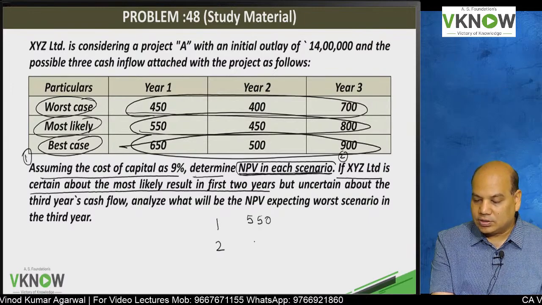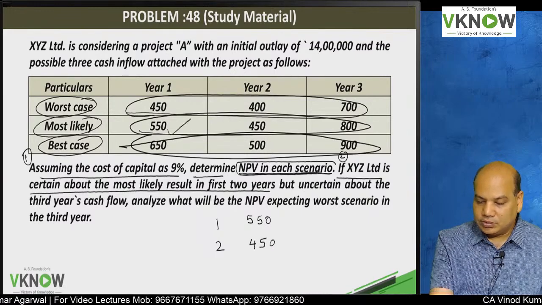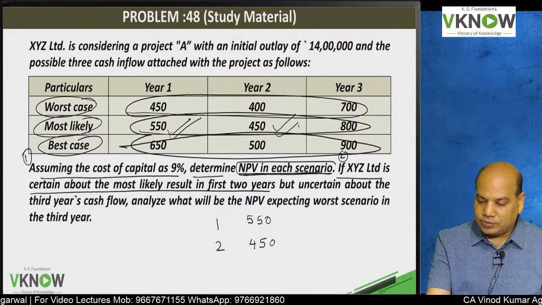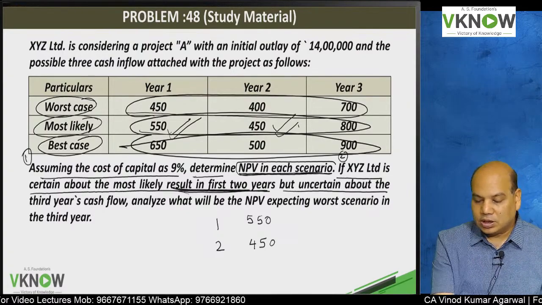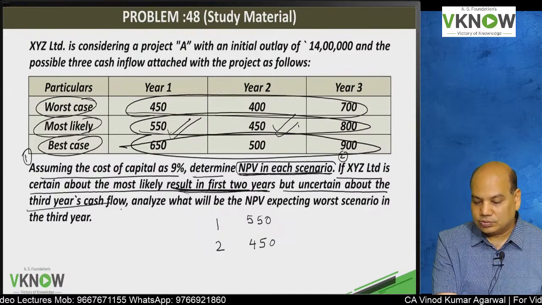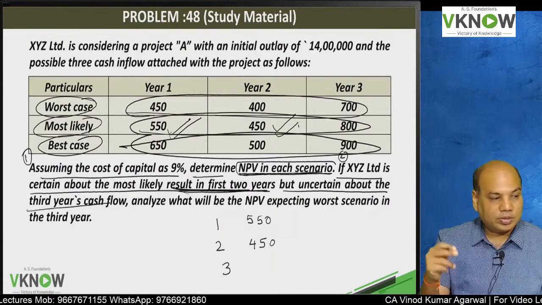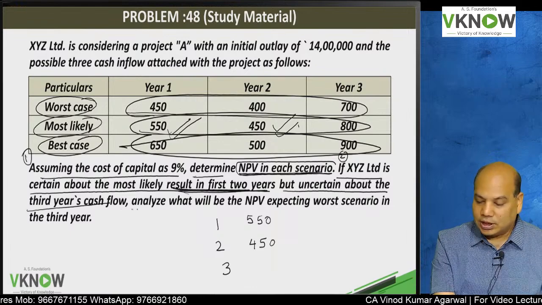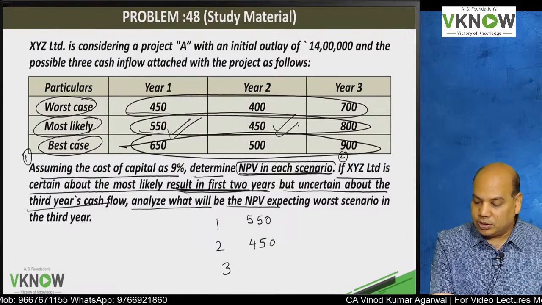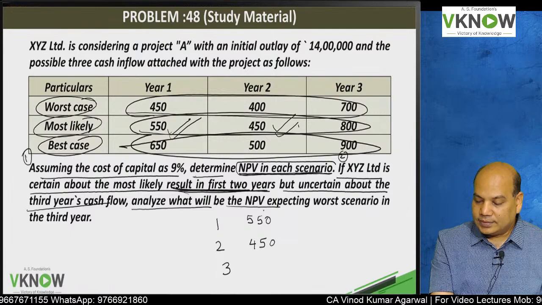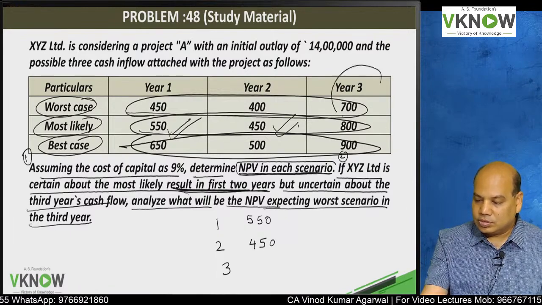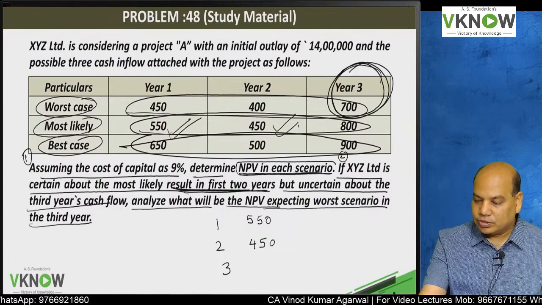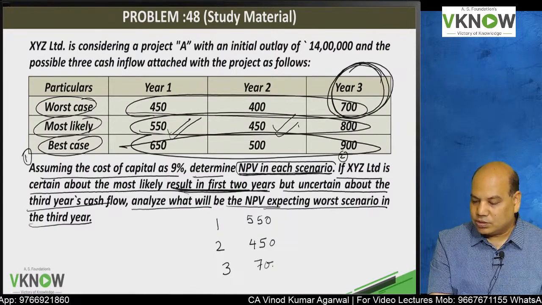means he is certain that we are going to get 550 and 450 in the first 2 years, that is certain, but uncertain about the third year cash flow. We don't know what can be the third year cash flow. Analyze what the NPV will be expecting worst scenario in the third year. So if third year is worst scenario, you will assume 700.